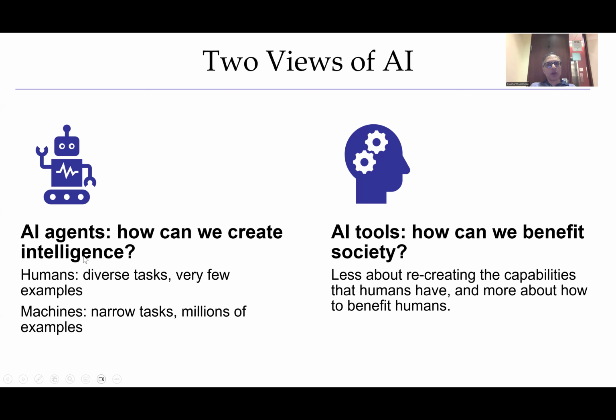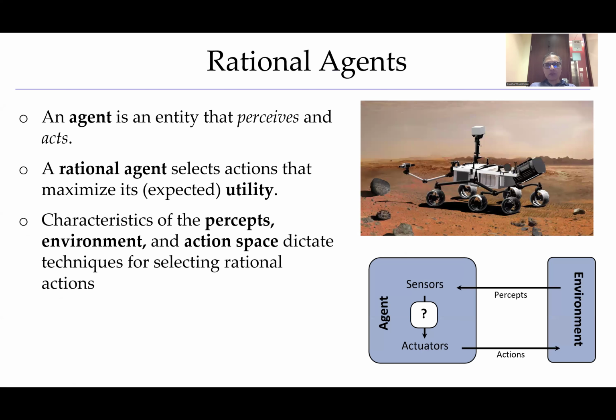But the other goal is a more utilitarian goal, which is to build AI tools, which is, if machines are good at doing narrow tasks with lots of examples, well, how can we use that to benefit society, right? So it's less about recreating the capabilities that humans have, but building systems that benefit humans by exhibiting certain characteristics of intelligence, if you will. And again, I still haven't properly defined what that means. Intelligence that benefits humans, right? And so let's do that.